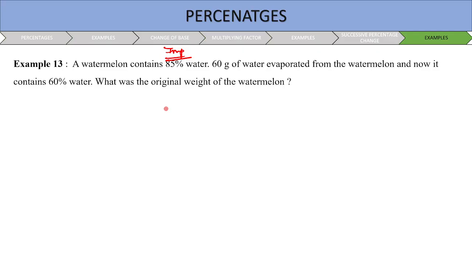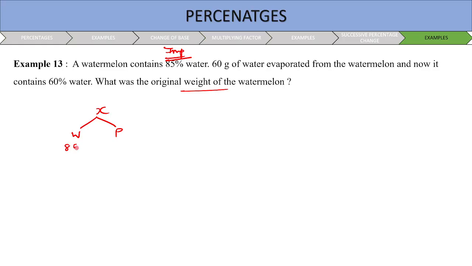60 grams of water got evaporated from the watermelon, and now it contains 60% water. So consider here there is a watermelon, and we have to find the original weight of the watermelon. So let the original weight be x. And in that there is water and there is some pulp.